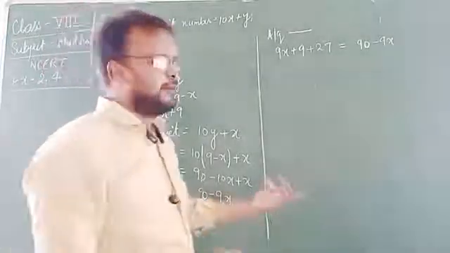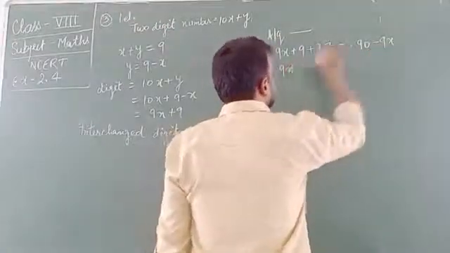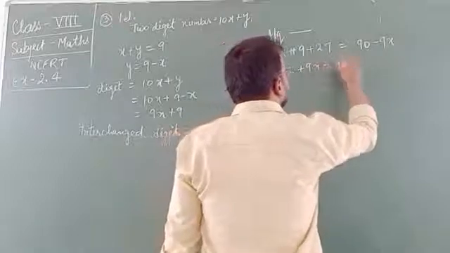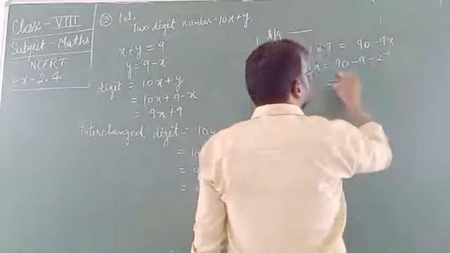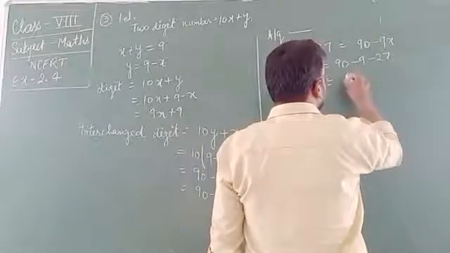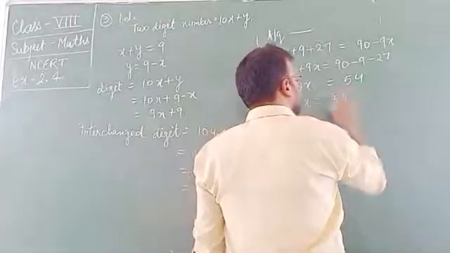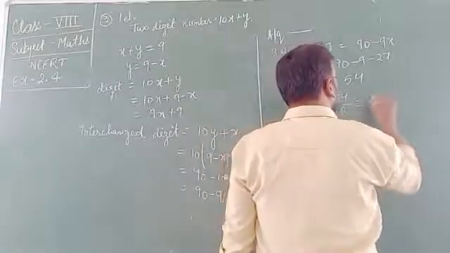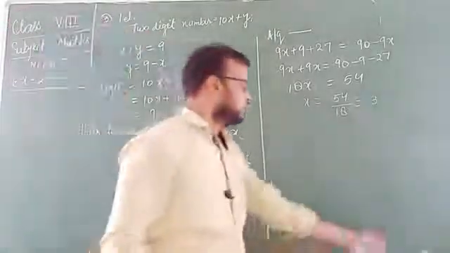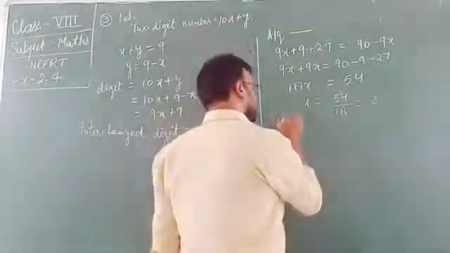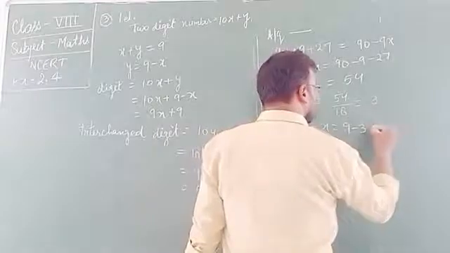Now, again that rule: variable on one side, non-variable on the other side. This becomes plus 9x. Here 90 minus 9 minus 27. This is 90 minus 9, 81, 81 minus 27, that is 54. And 9 plus 9 is 18x. So x equals 54 upon 18, that is 3. The value of x equals 3. Now the value of y: y equals 9 minus x, that is 9 minus 3 equals 6.